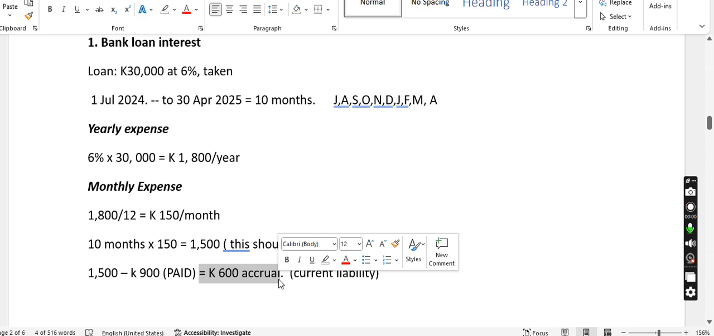Okay, so this 600 kwacha is our accrued expense. Okay, this is an accrued expense. So before I proceed further, any questions?